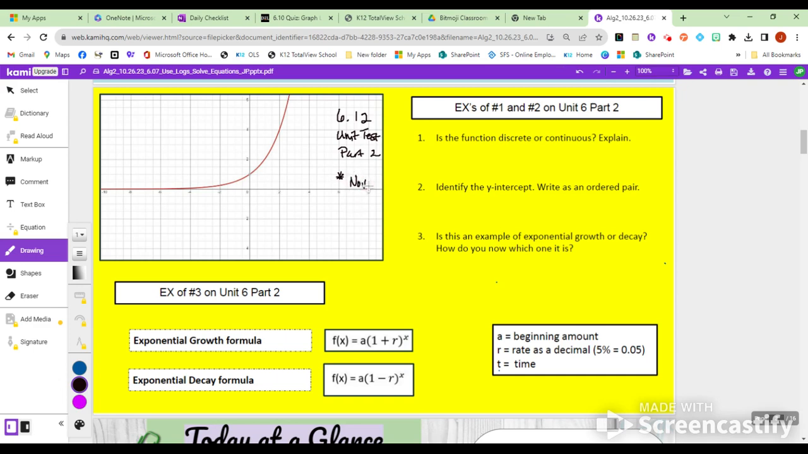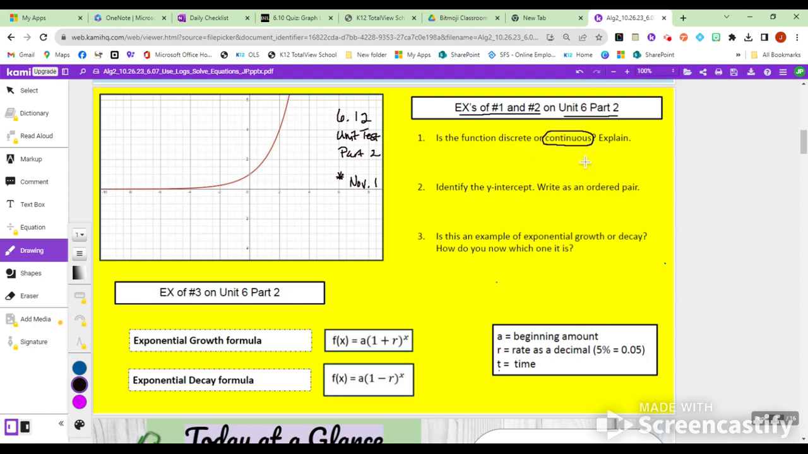This is not one of the hardest TGAs you've ever done. There's really just one thing in particular that I wanted to talk about, and that is number 1. These are examples of number 1 and number 2 on your unit 6 part 2. We've got a graph to refer to. Number 1 says, is the function discrete or continuous? Well, the answer to this one is continuous.